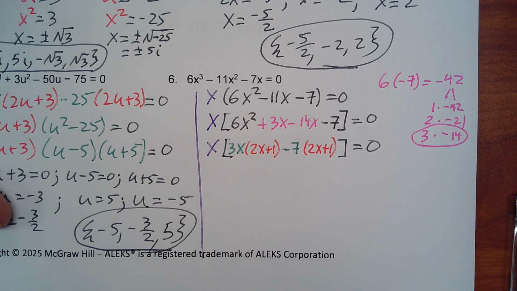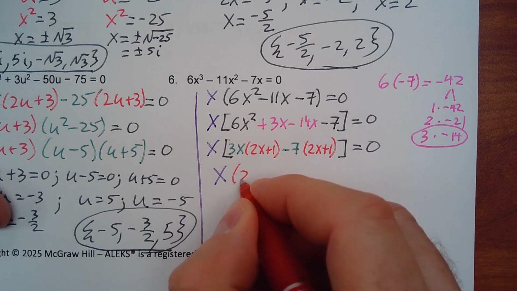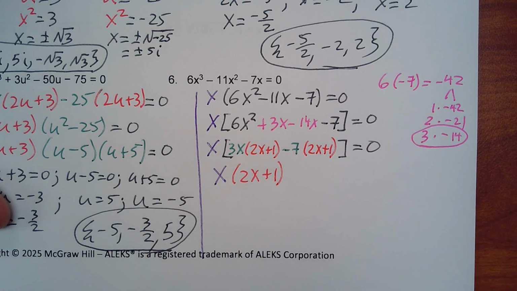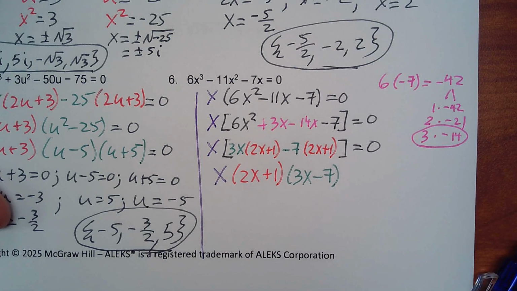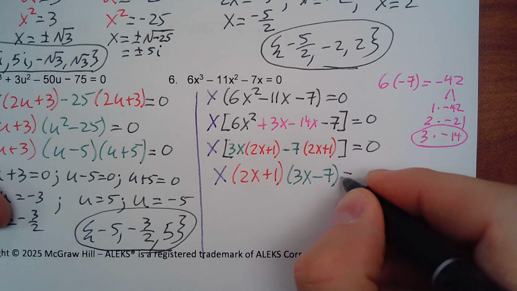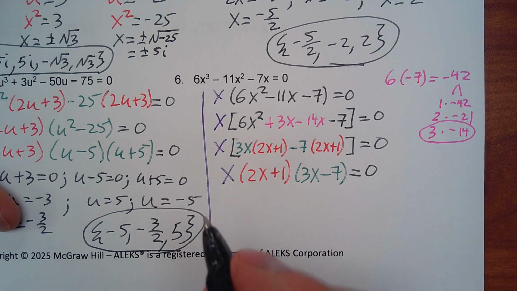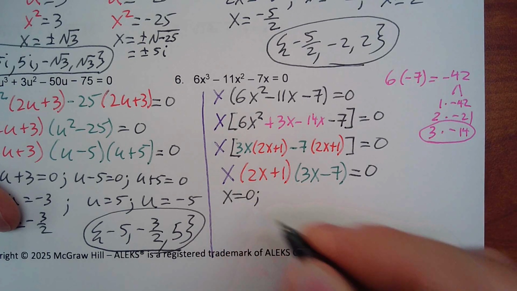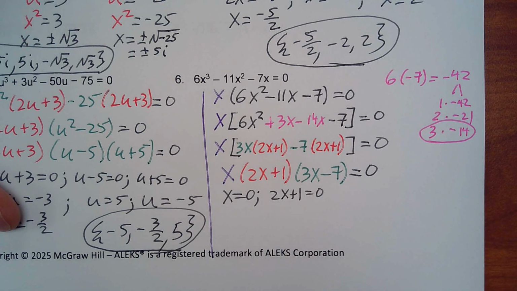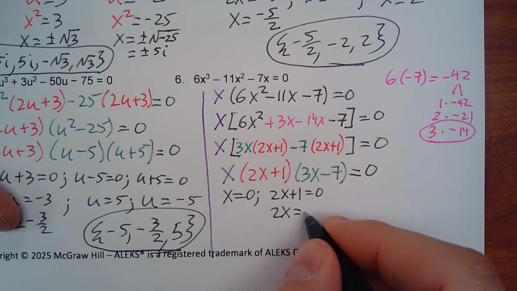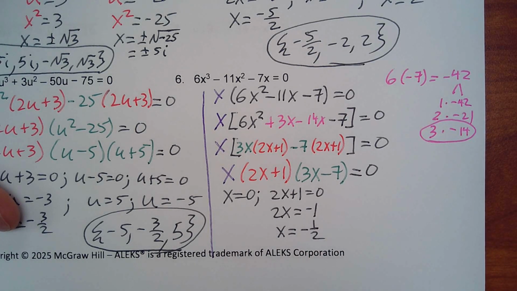And now my two pieces have that 2x plus 1 in common. So I'm going to pull that out. My leftovers are 3x minus 7. And now we're off to the races. First factor, x equals 0. That's done. Second factor, 2x plus 1 equals 0. Take away 1 from both sides, and then divide by 2. So that gives me a negative 1/2.